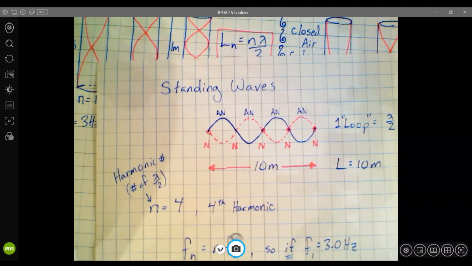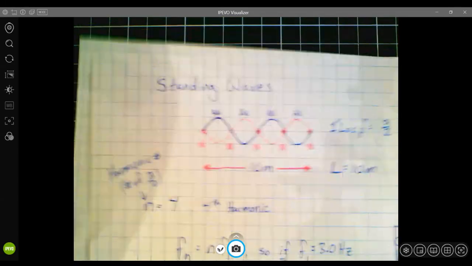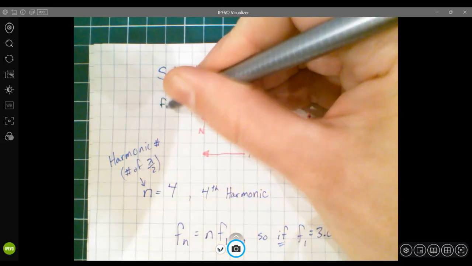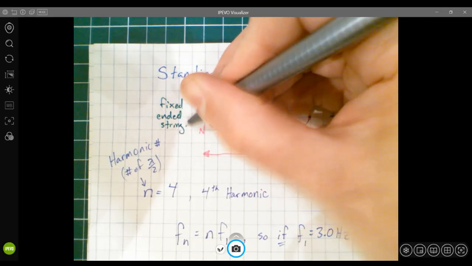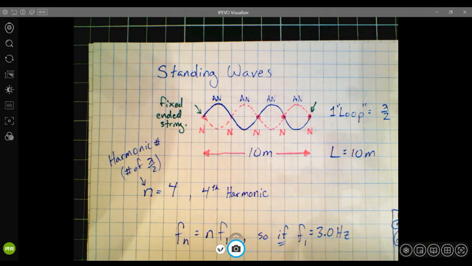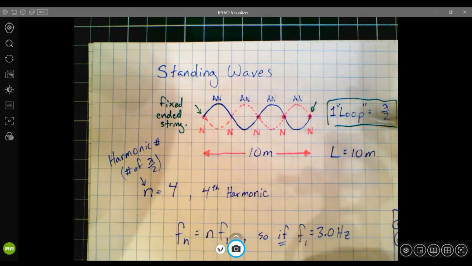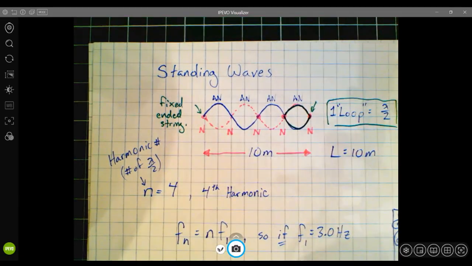Standing waves, right. The first way that we got introduced to standing waves was the idea of resonance on strings. This here is a loop diagram of a fixed-ended string. All I mean by that is that it's fixed at both ends so that it can't vibrate at both ends. Remember, we also said that there's this jargon where a loop, and I'll just highlight it, this is a loop. One loop is equal to half of a wavelength, which I think you probably already knew, but it's nice to highlight it.